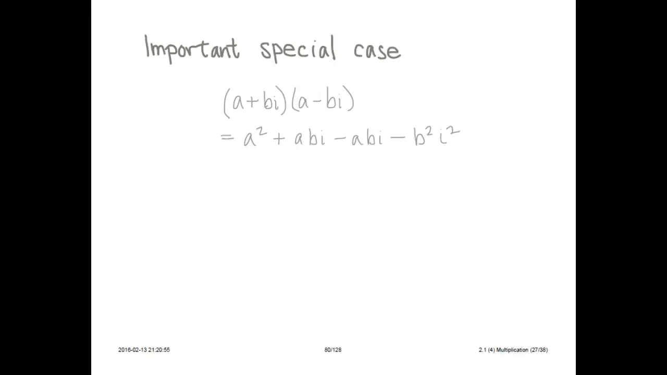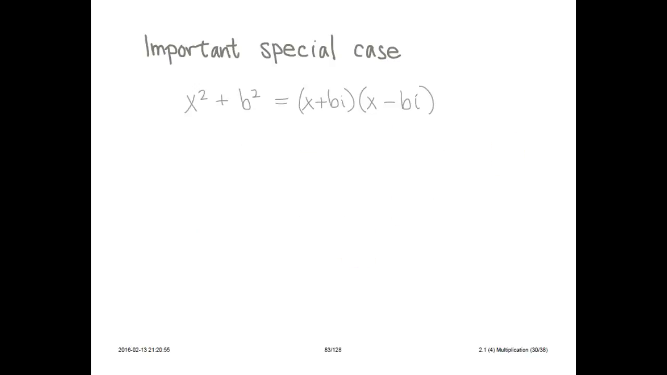So I have FOILed it here, and you can see that I have two terms that are going to go away, and shazam, there's my very special case. When I multiplied these two numbers that are conjugates of each other, my result is a squared plus b squared. Now, here we see another one, x squared plus b squared. The flip side of this is that it factors into a conjugate pair.